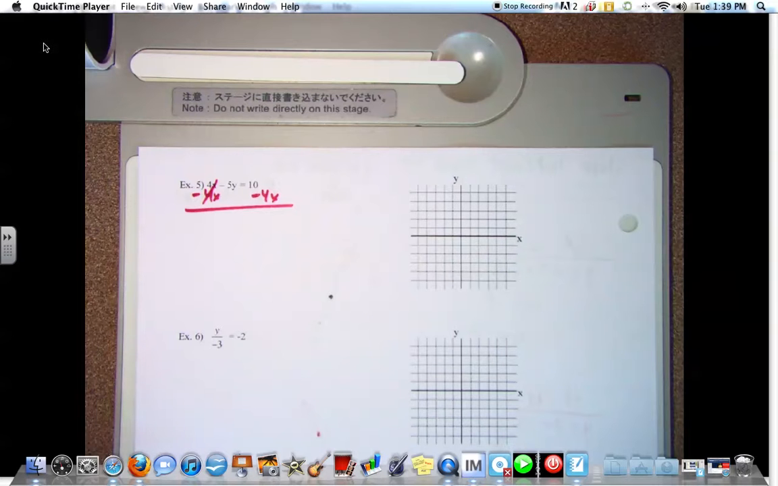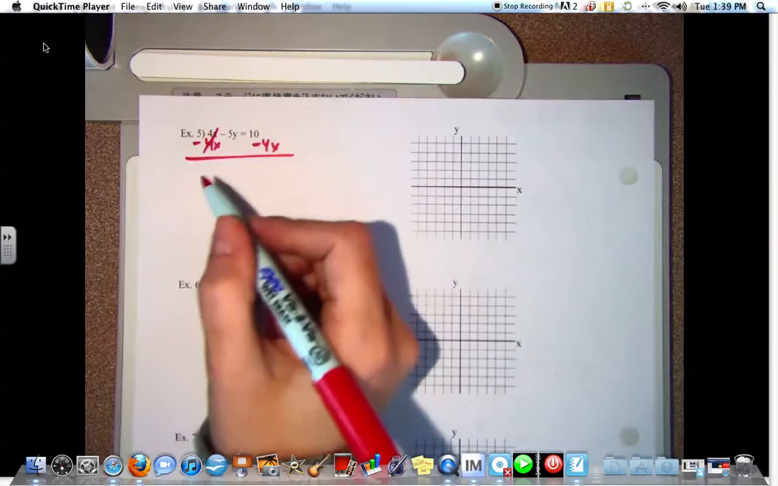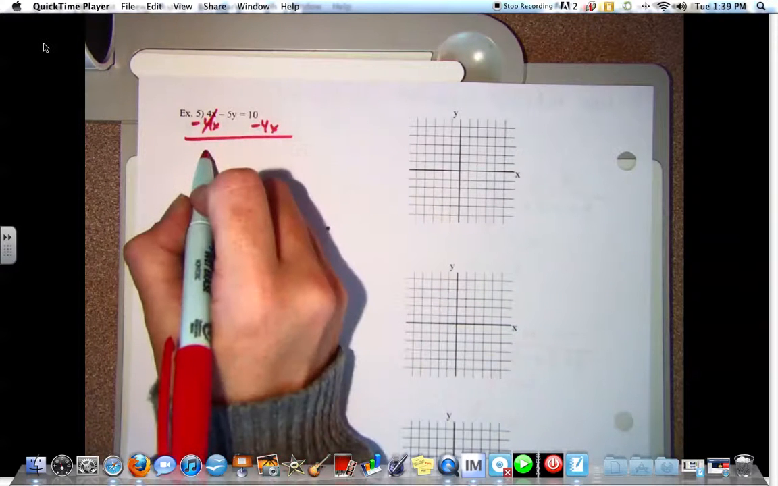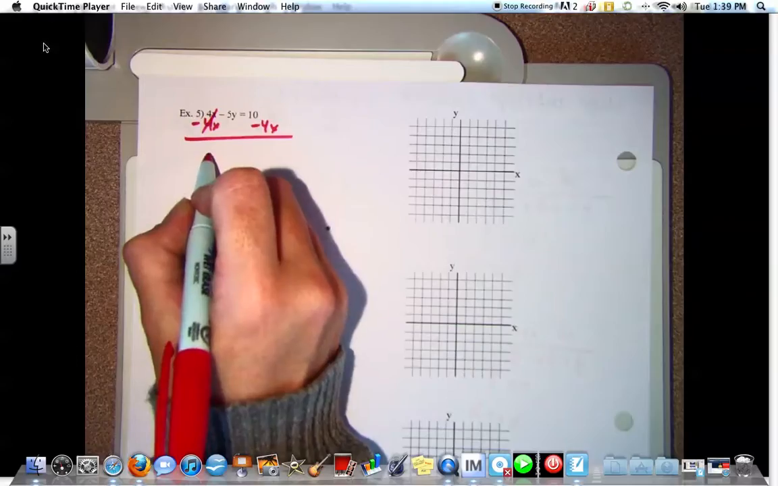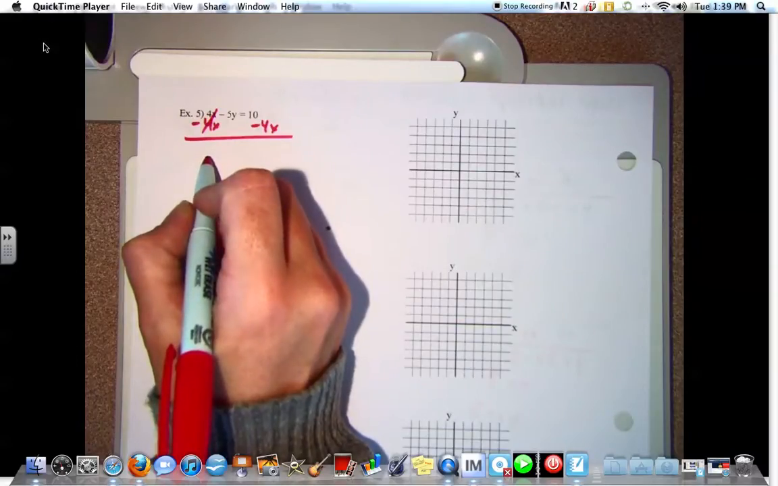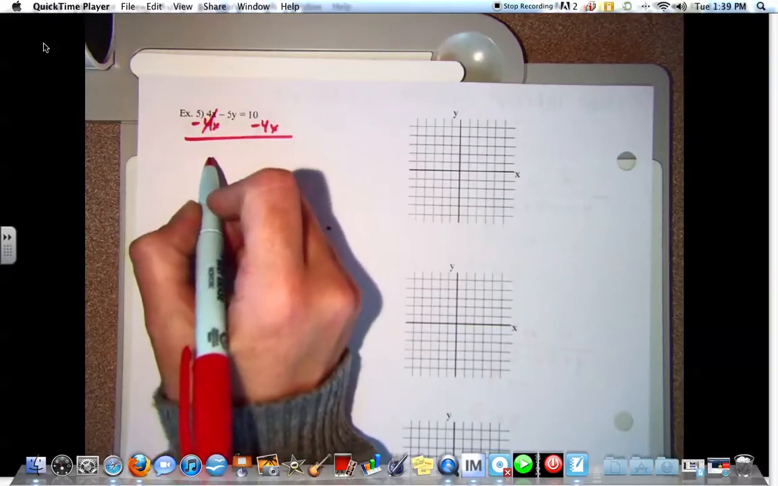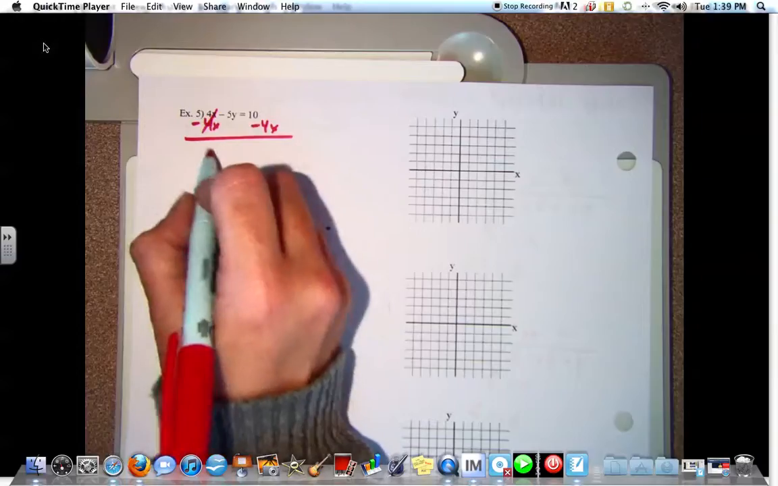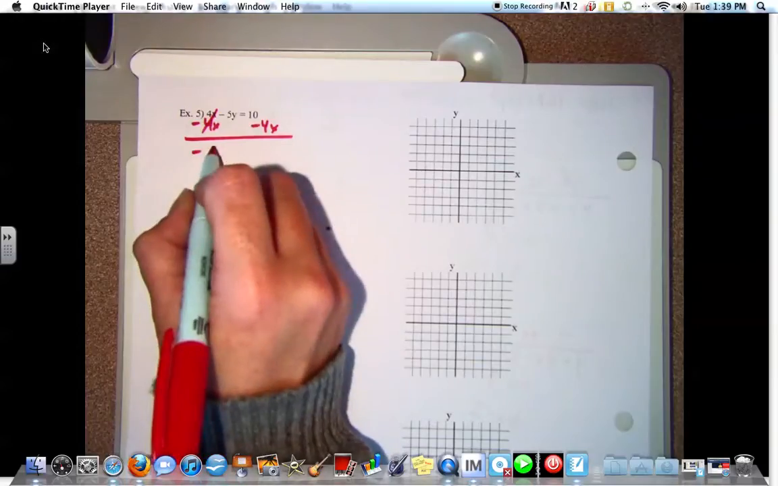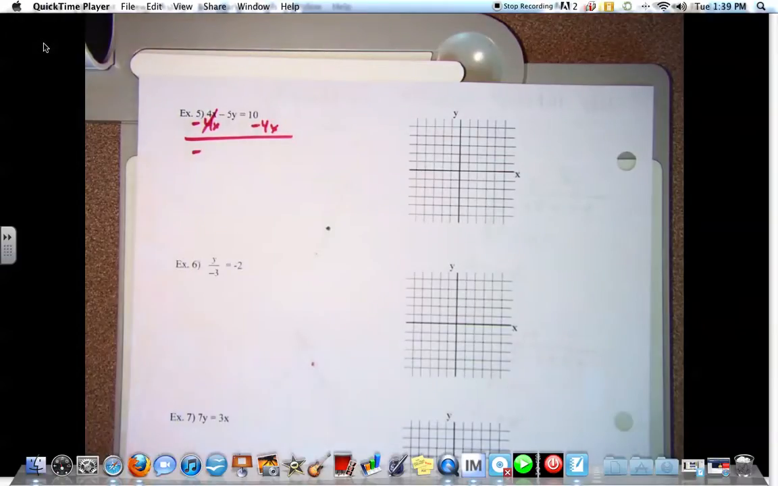What do I now have on the left? You would have y equals... No, on the left. You would have negative 5y, and on the right, negative 4x plus 10.